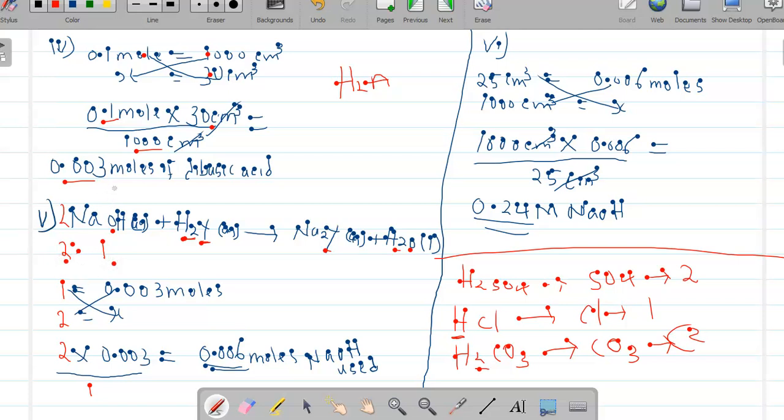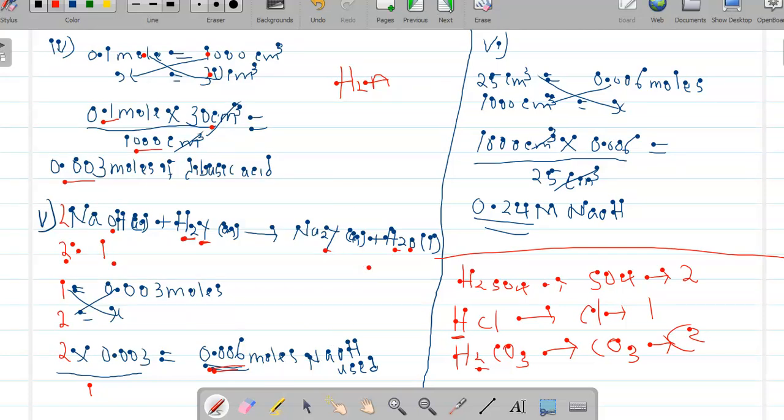Then if the number of moles of the dibasic acid is 0.003, 1 mole ratio is equal to 0.003, 2 mole ratio, how much? Then you cross multiply. This is what you will get: 2 times this one, then you divide by 1. Then you get 0.006 moles of the sodium hydroxide used. So this is the number of moles of sodium hydroxide used.